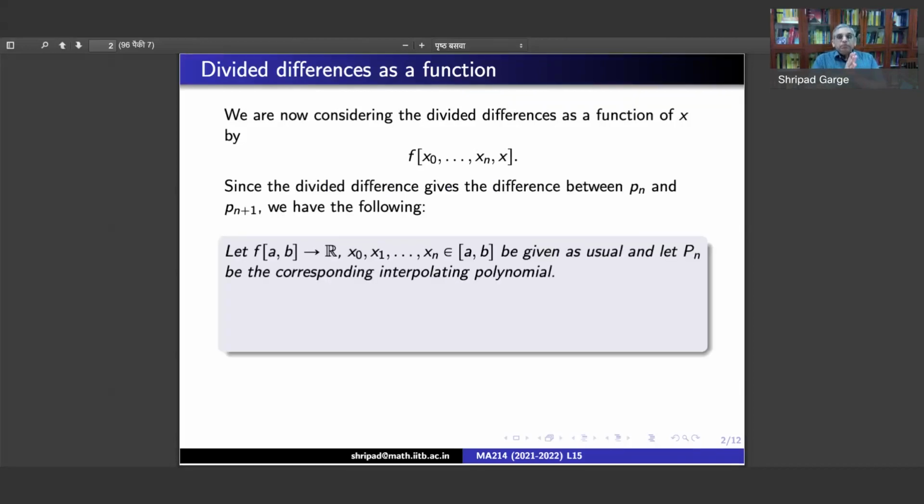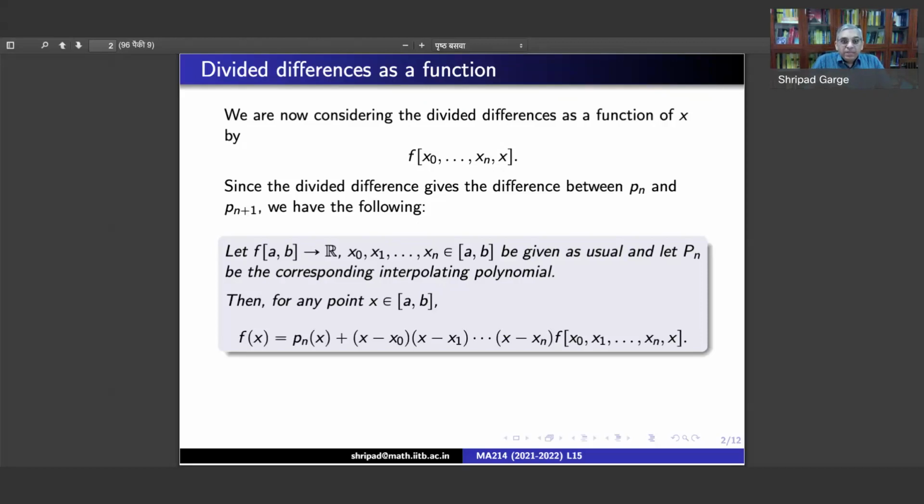And the point of studying the divided differences by means of a function is the following. Whenever we have a function f from [a,b] to R, and there are these nodes x0 up to xn, and suppose Pn is the corresponding interpolating polynomial whose degree is less than or equal to n, then for any x, we have this formula.